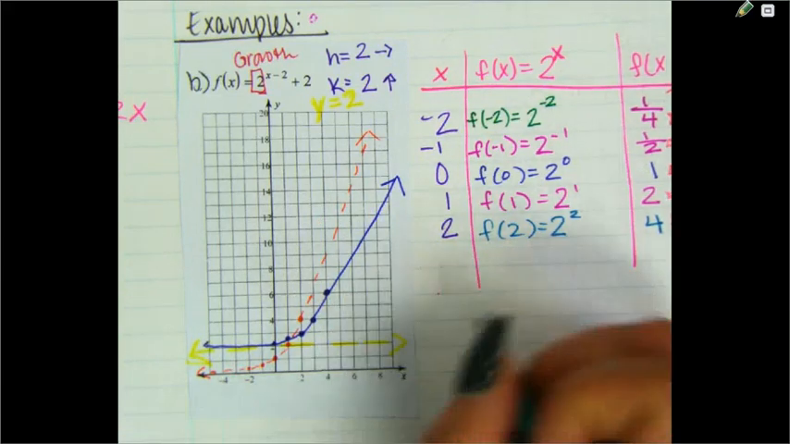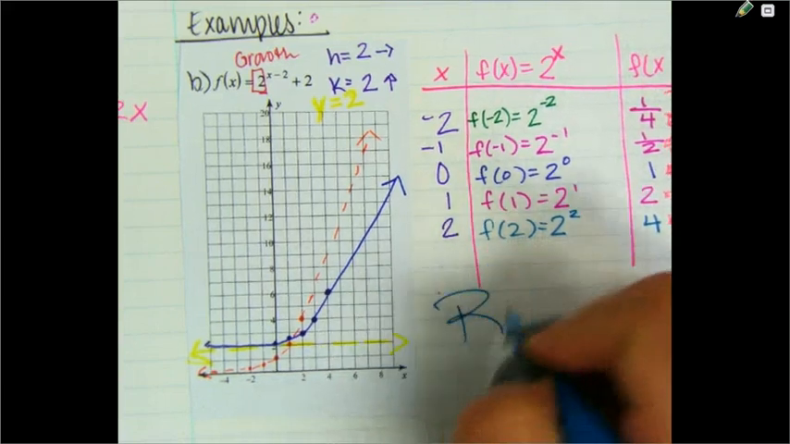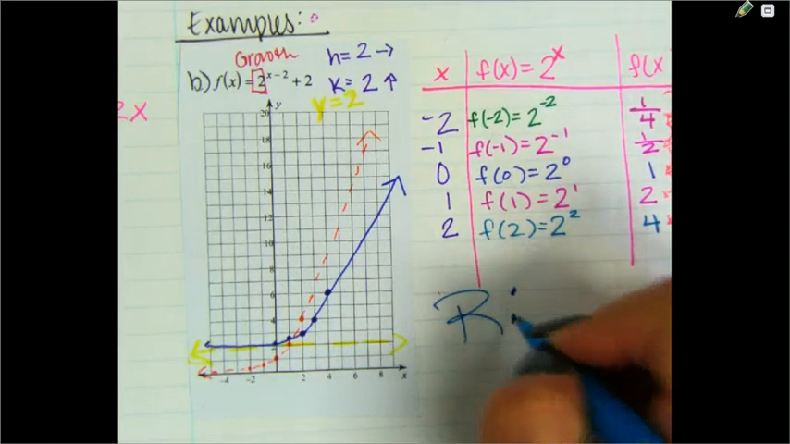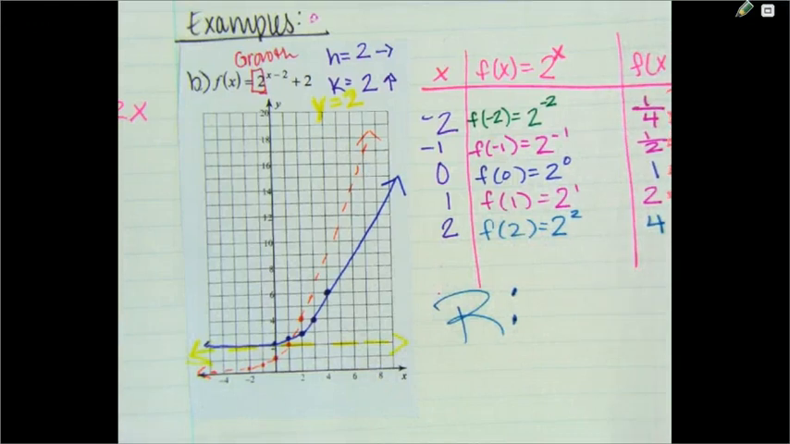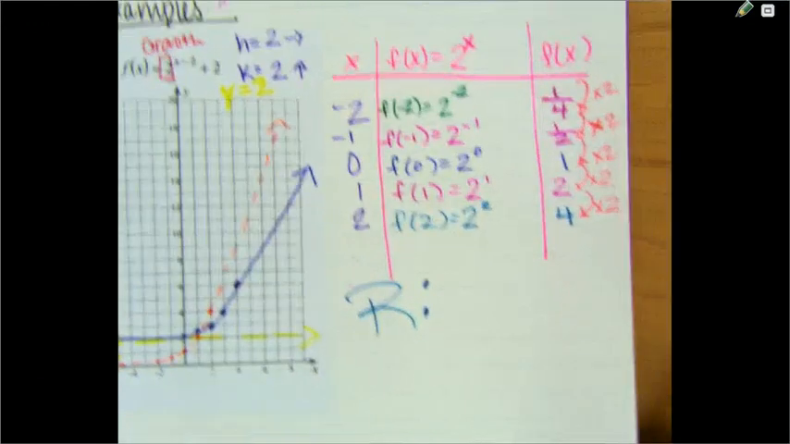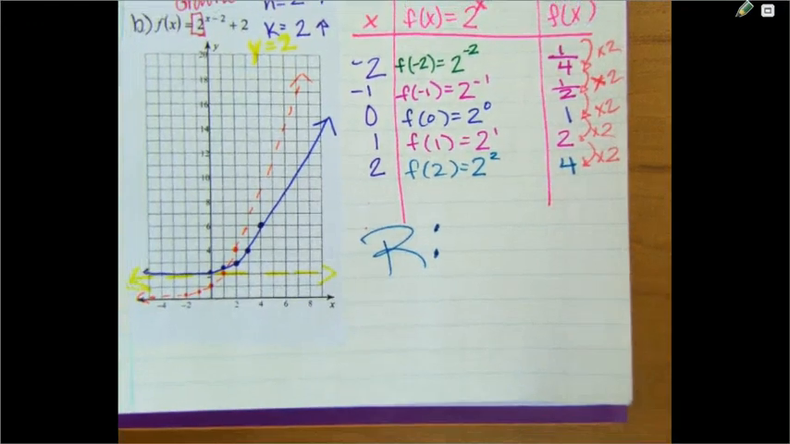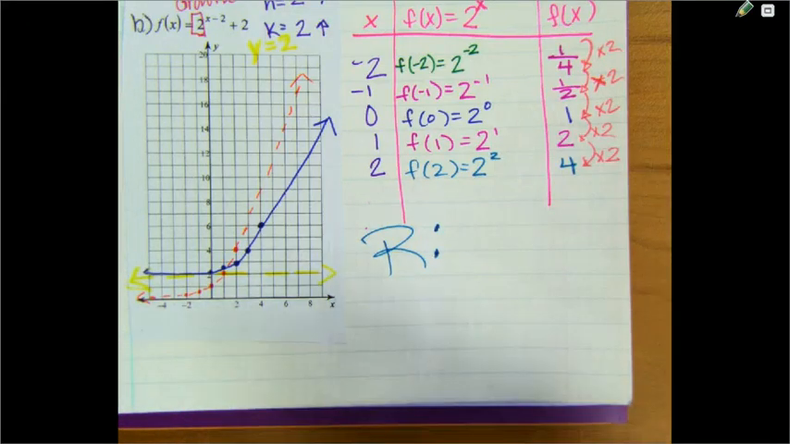Okay, now my question to you is this. What's your range? Think about it. Think about your range of the blue one. What's your range of the blue one? Talk to a neighbor. See if you can figure it out.